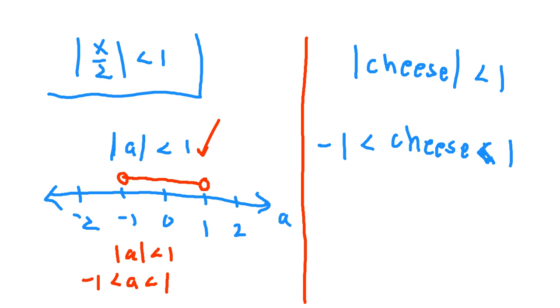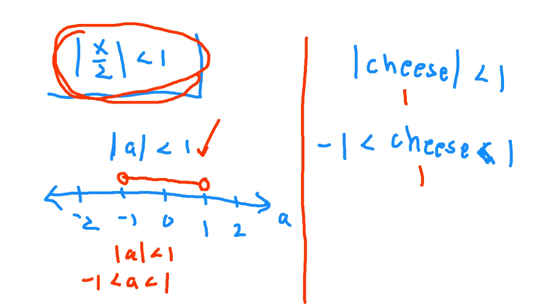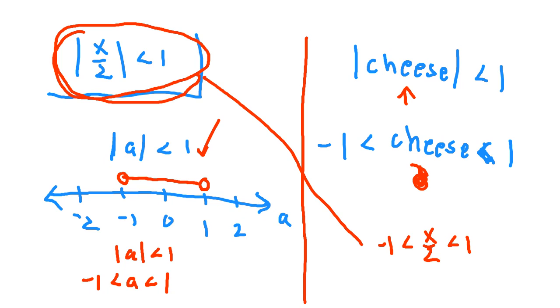So when we see this inequality, absolute value of x over 2 less than 1, think of x over 2 as like a piece of cheese. Okay? So if the absolute value of x over 2 is less than 1, this means x over 2 would be less than 1 and greater than -1. And so I just wanted to review these absolute value inequalities so that now when I go to the solution, you'll understand.